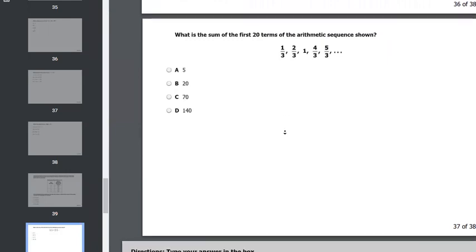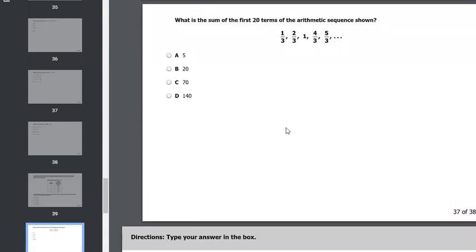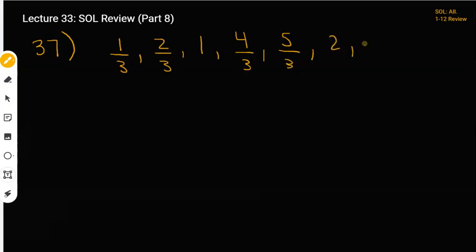Okay, so this one says, what is the sum of the first 20 terms in this sequence? So first thing is, let's write down the sequence. So we got 1/3, 2/3, 3/3, which is 1, 4/3, 5/3, and eventually you'll get 6/3, which is 2, and then so on and so forth. So that's my sequence.